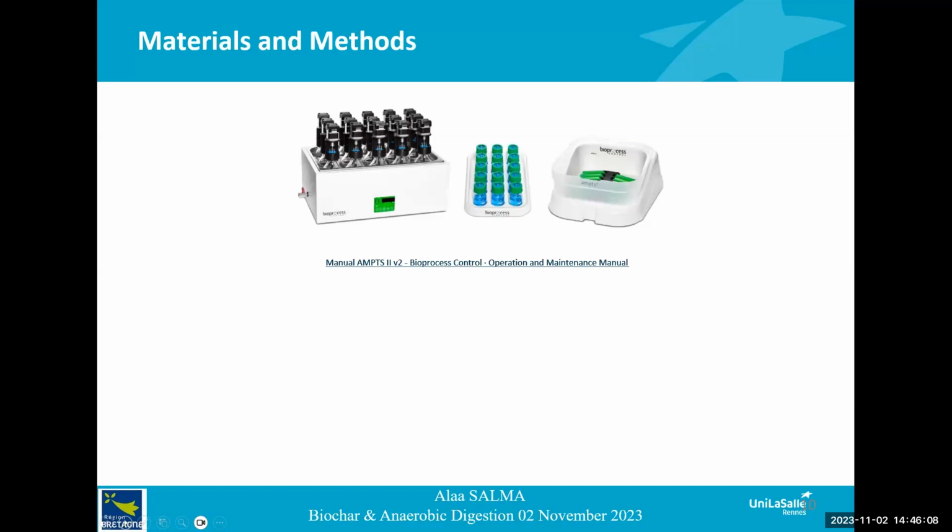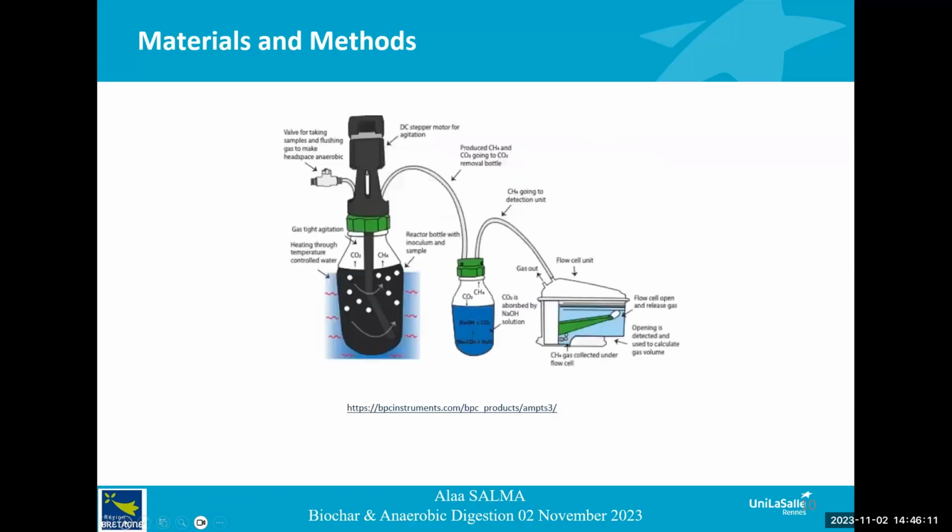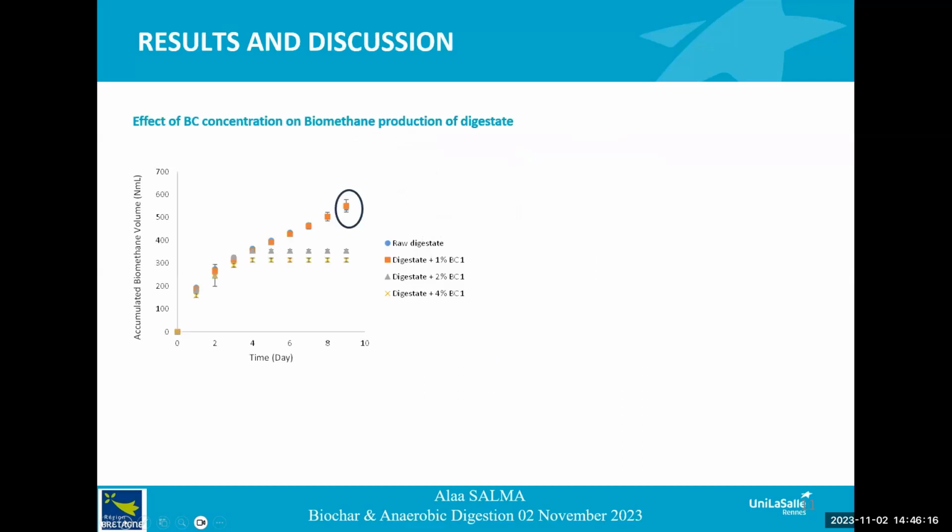And now moving to the result and discussion section. First, we study the effect of biochar concentration on biomethane production of digestate, and we can see clearly that the addition of 1% biochar resulted in higher methane production level, albeit slightly higher when compared to their respective control. Also, the addition of 2% and 4% of biochar 1 have no positive impact on the methane production. So for this reason, we have chosen 1% of biochar for our next experiment.